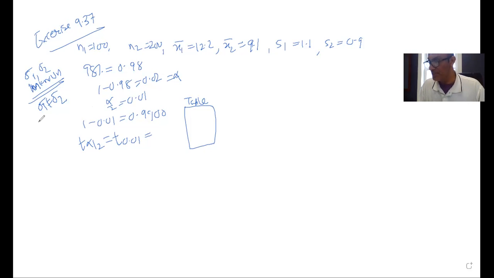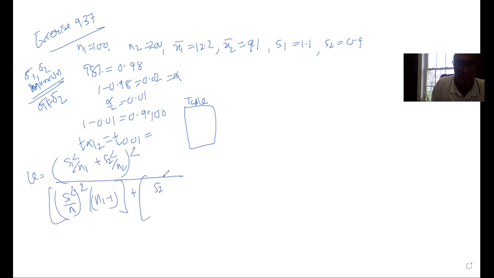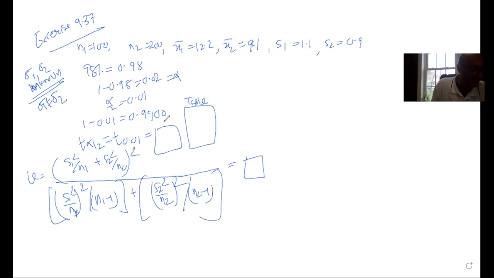If you use here your degree of freedom, V is equal to S1 square divided by N1 plus S2 square divided by N2, the whole square, divided by the first bracket S1 square divided by N1, whole square, divided by N1 minus 1, plus the second bracket S2 square divided by N2, whole square, divided by N2 minus 1. If you plug these values in, you're going to get one number. I have not calculated that one, but you're going to get something like 15, 16. So use that number over here.